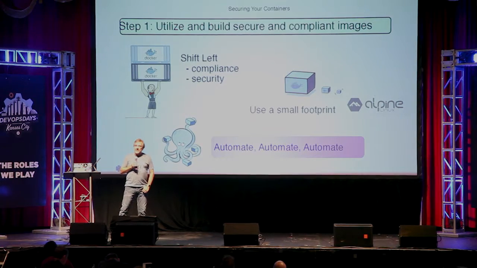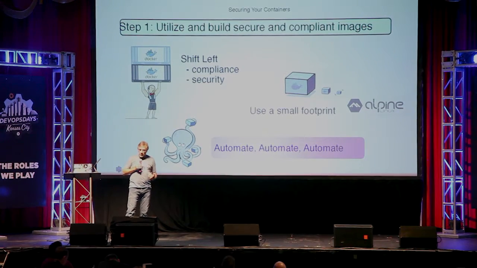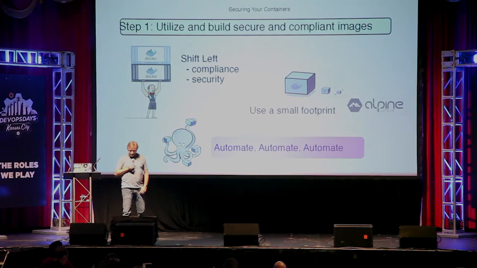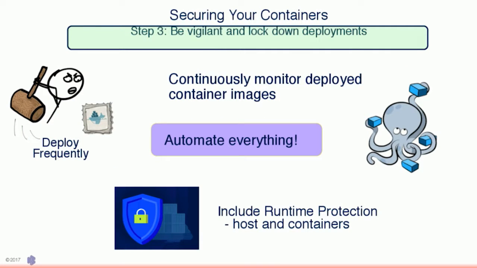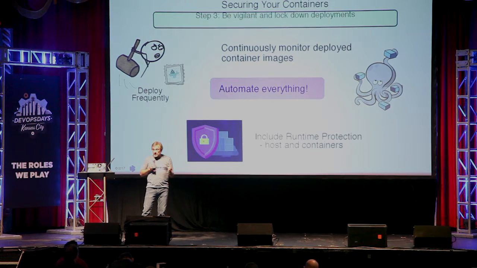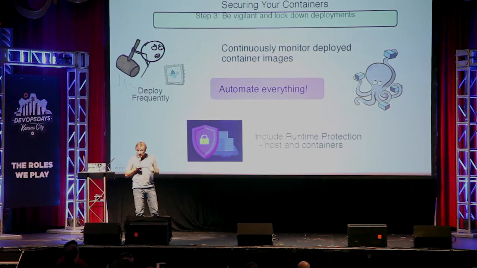The first step is to utilize and build secure and compliant images. The second step is to maintain a clean inventory of images in your Docker repository. Update that frequently and continuously verify. Keep that clean. That is your inventory for your entire enterprise. Finally, be vigilant and lock down your deployments. Deploy frequently and include runtime protection of your running containers. If you have an automated solution, even better.